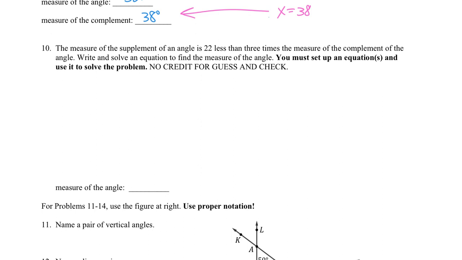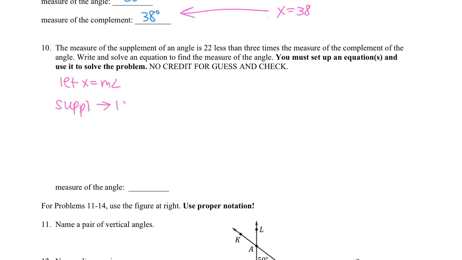Because in number 10, you have a supplement and you have a complement. Supplement and complement. So we're just going to write down, let x equal the measure of the angle. That's the safest way to do this, is to always make x the angle measure. Then we know that the supplement is 180 minus x. So I'm not even reading this sentence yet. I'm just setting up my pieces. And I know the complement is going to be 90 minus x. Now that I have my pieces, I can read the original statement.